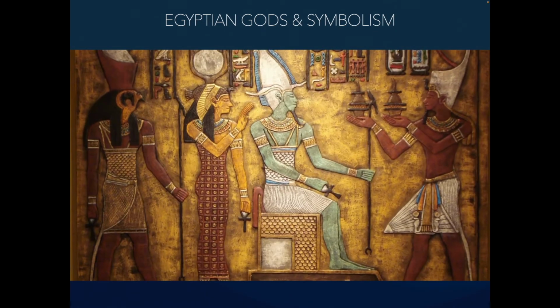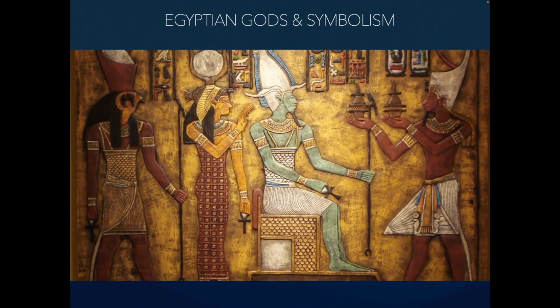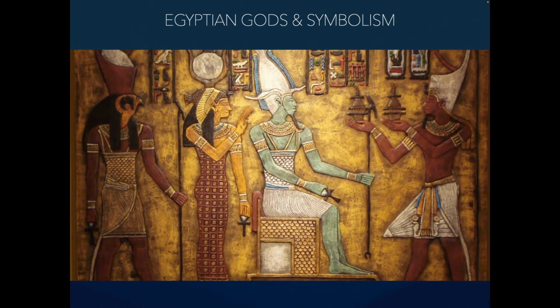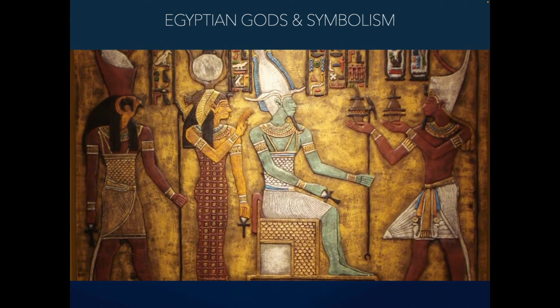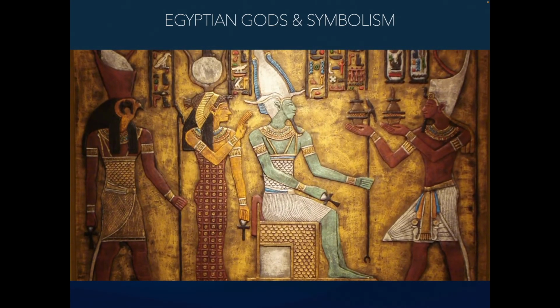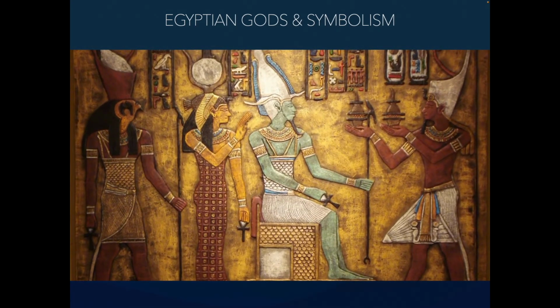Osiris then married his sister Isis, and the two ruled over Egypt together in an unprecedented time of peace and prosperity. However, their jealous brother Seth desired the throne for himself and murdered Osiris, dismembering his body and scattering the parts across the land.